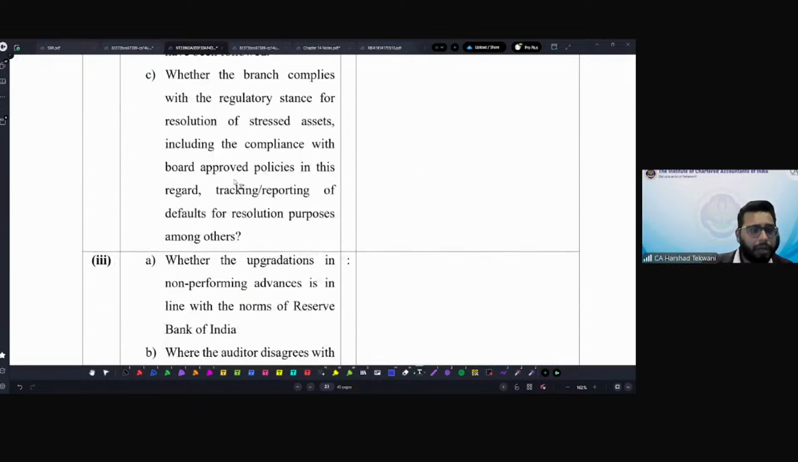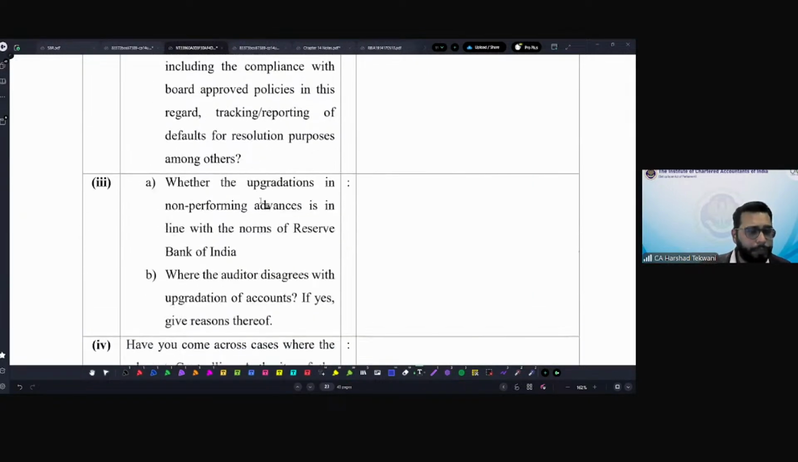Restructuring. Now see, one more thing I'll show you. Upgradation in non-performing advances in line with Reserve Bank of India norms. Upgradation at the period end, at the balance sheet date: whether the auditor disagreed with the upgradation of the accounts. If you are aware that there is a specific requirement that when NPA accounts are upgraded to normal or performing accounts at the balance sheet date, we are required to take some additional evidence, then only will you be able to report whether the auditor agrees or disagrees.